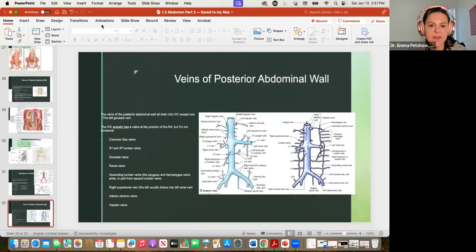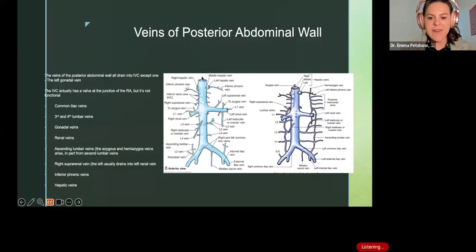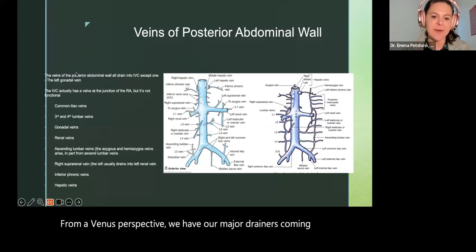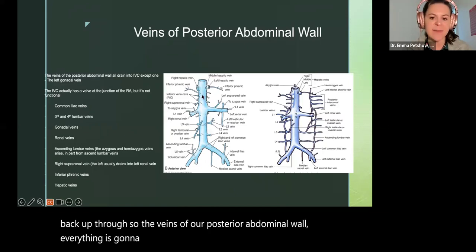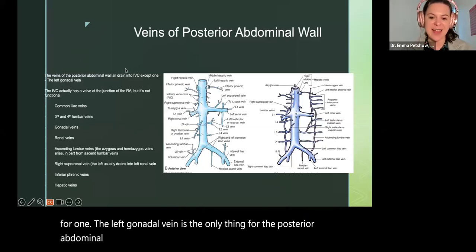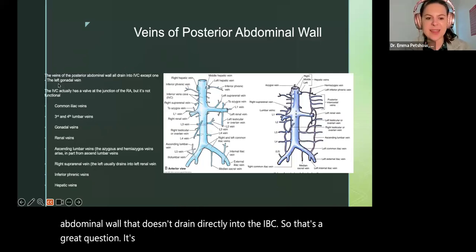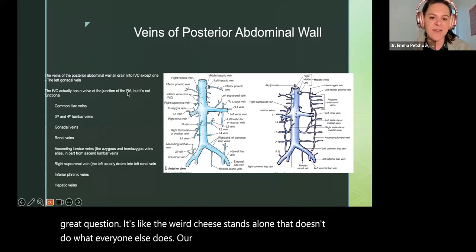From a venous perspective, I'll go back into this slide here. We have our major drainers coming back up through. So the veins of our posterior abdominal wall, everything's going to drain back into the inferior vena cava except for one, the left gonadal vein. It's the only thing for the posterior abdominal wall that doesn't drain directly into the IVC. So that's a great question. It's like the weird cheese that stands alone and doesn't do what everyone else does. Our IVC has a valve at the junction of the right atrium, but it's not functional.